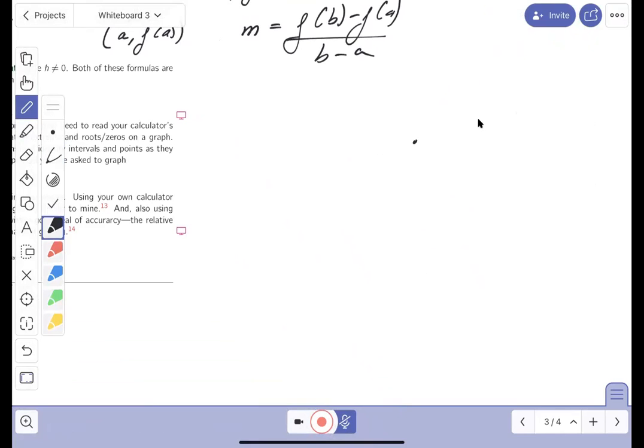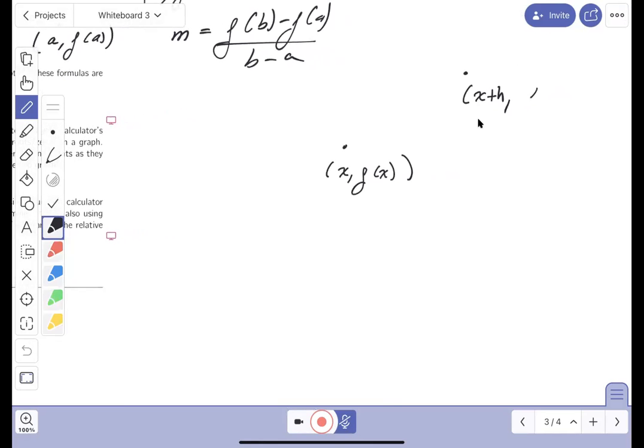We have 2 points now. I'll write this down over here. x, f of x. And what do they put over here? Another point over here. And this seems strange to a lot of students. It's x plus h, comma, f of x plus h.